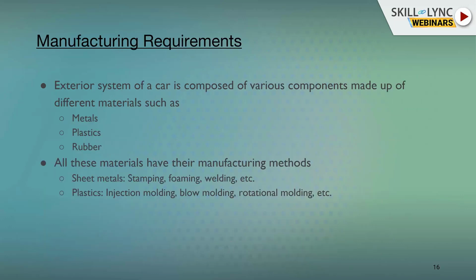So, manufacturing requirements. A car exterior consists of various components such as metal, plastics, and rubber. All those materials have their own manufacturing methods, like sheet metals are manufactured by stamping, forming, or welding, etc. And plastics are manufactured using injection molding, blow molding, or rotational molding, and so on.